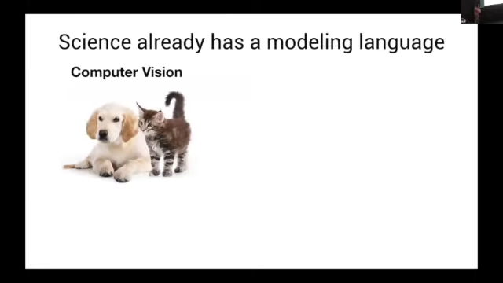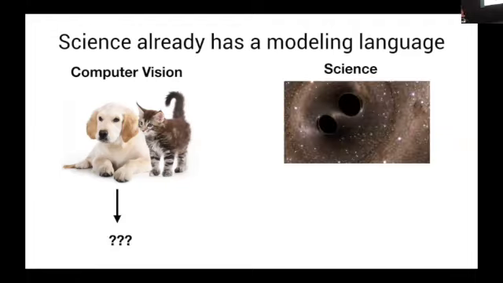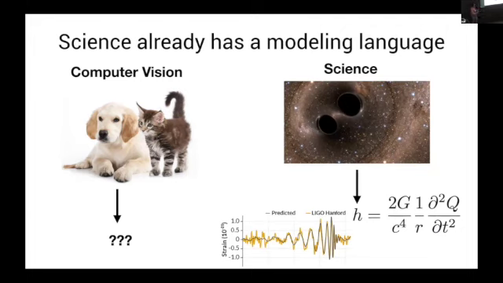But I think that we don't really need to take this approach. I think we can take an approach of using the scientific language that we already have, which is mathematics. So like computer vision, we don't really have a good theory for describing an image of a cat maybe, but we do for science, right? So this is the language of science that I think we should try to distill our models into.